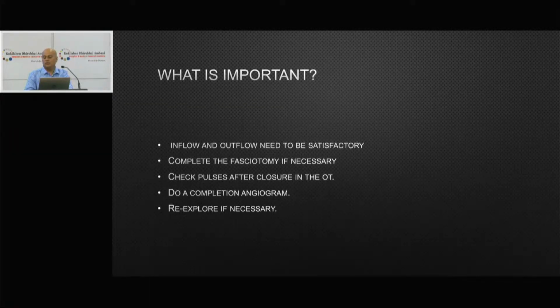Check pulses after closure in the OT. In the OR itself, you would want to check the pulses. And if you've done an embolectomy and you expect the circulation to come back to normal, your pulses should come back. You can wait for some time for spasm, but otherwise it should come back. If it does not come back, something's not right. You can do a completion angio, which even with a C-arm in the OT, you can on table put in a tube, flush in some contrast, and you see what's happening there. And if you need to, you should re-explore there itself. There's no point in taking the patient back to the ward and then shifting him back into the OT.